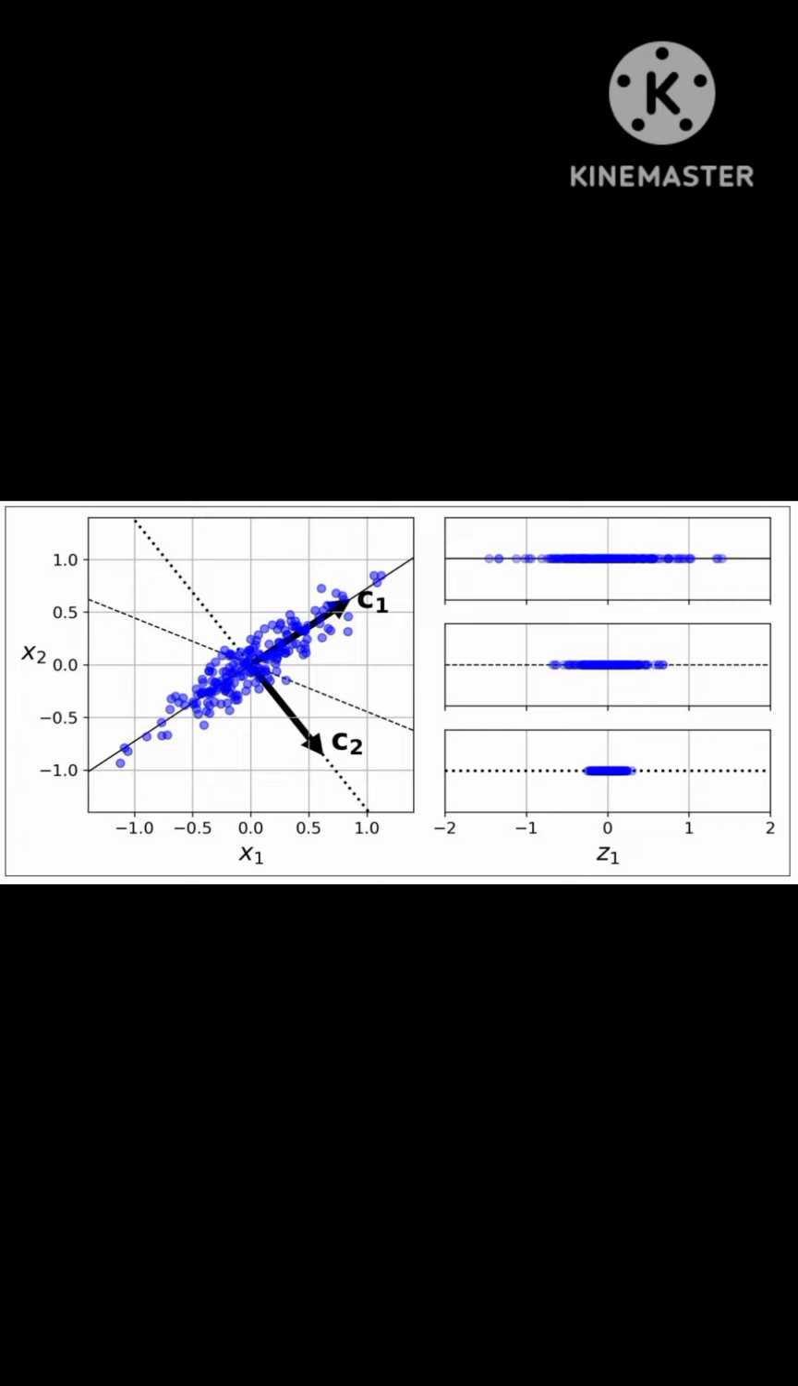Here in this picture, the original axes are x1, x2. PCA rotates the axes and tries to find a new set of axes. One axis will be the one which covers the maximum variance in the data, that is C1, and another one is orthogonal to that axis, capturing the second highest variance, that is C2.